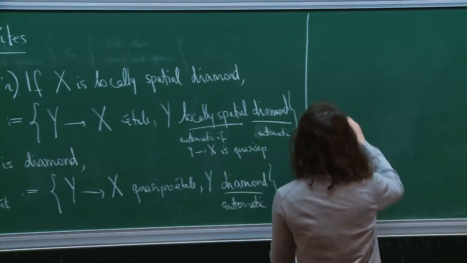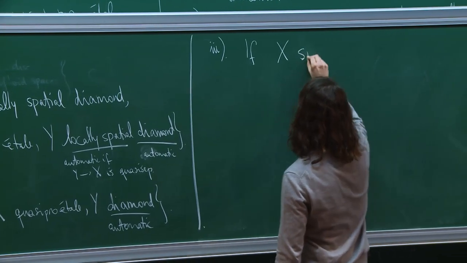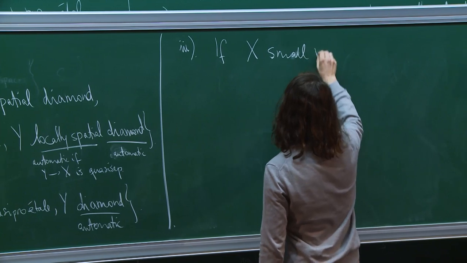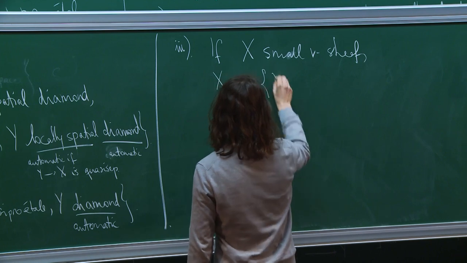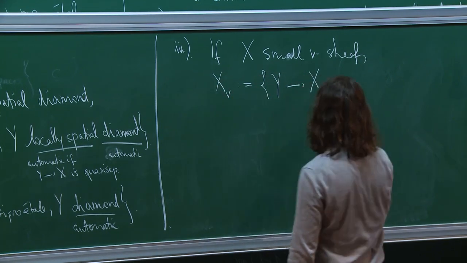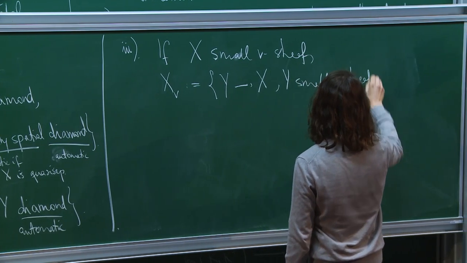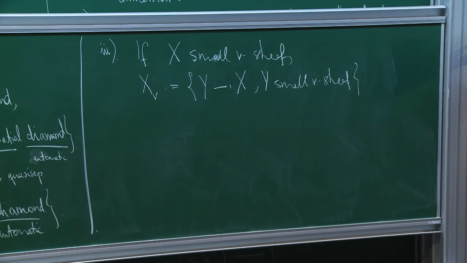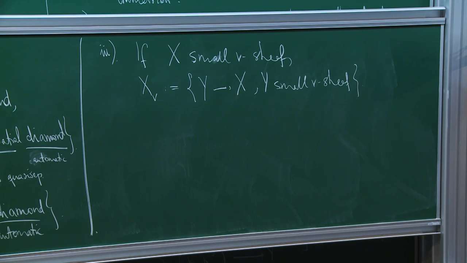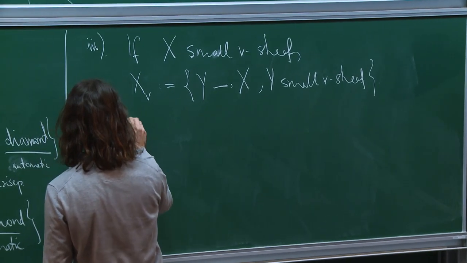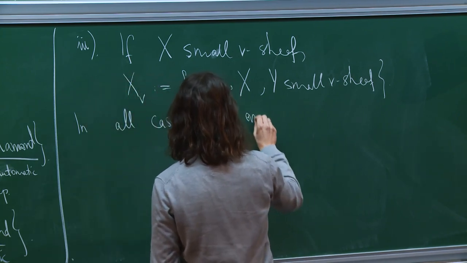And then finally, you can also go all the way to the V topology. So if X is just any small V sheaf, I define X_V to be all maps from Y to X where Y is a small V sheaf. And in all cases, covers are given by families of surjective maps.